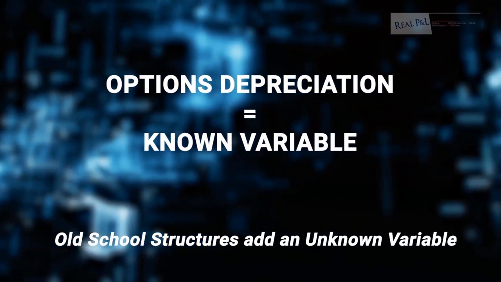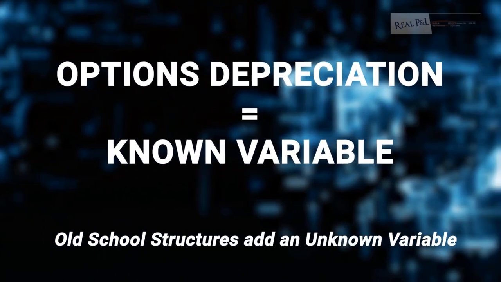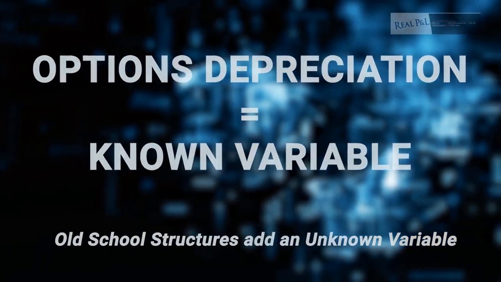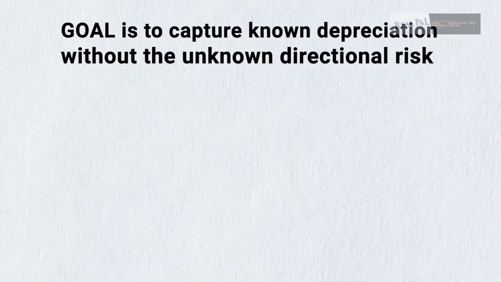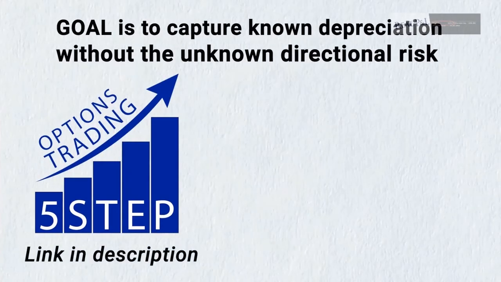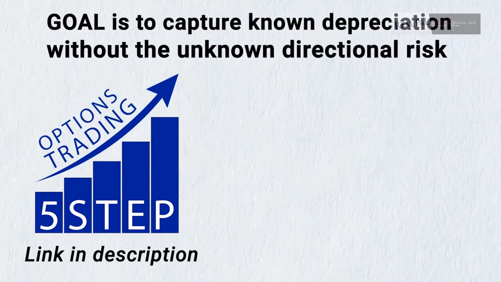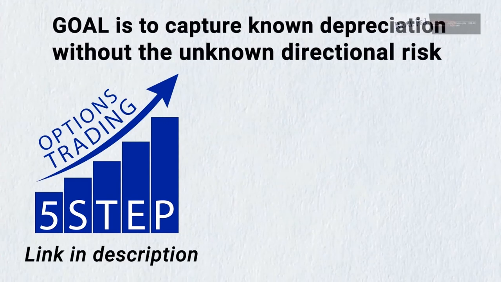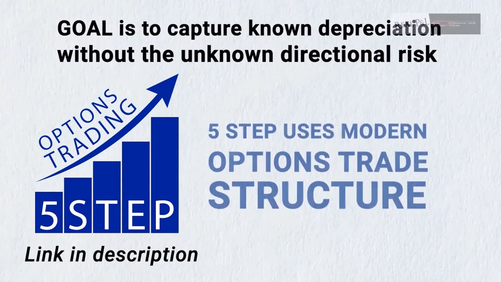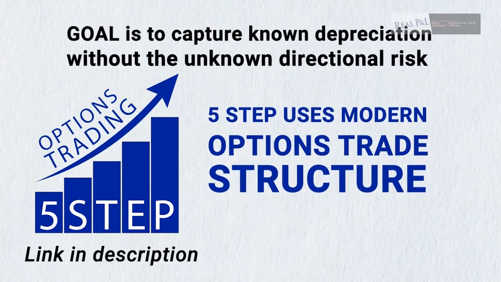or depreciation. If you want a clean way to capture theta or depreciation, then you want to eliminate other risks such as directional risk. You want to capture depreciation while your position is not experiencing directional risk. This is why I recommend my 5-step options trading success program, because I can keep directional risk neutral while capitalizing on theta. The 5-step options trading success program uses what I refer to as a modern options trade structure, as opposed to the well-known old school trade structures.